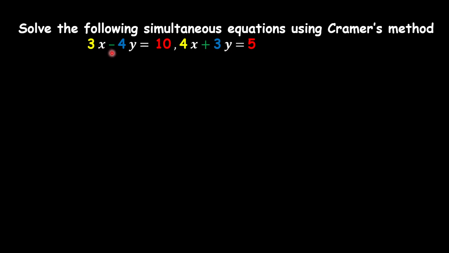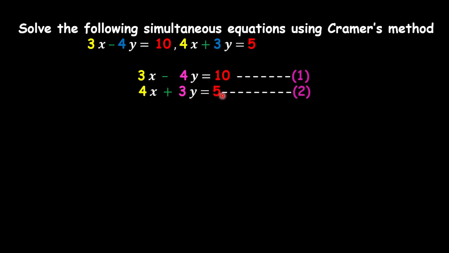Which is the first step? First we have to write both equation in general form. These equations are already in general form. Therefore we write 3x minus 4y is equal to 10. This is equation number 1. Write equation 2 below equation 1. 4x plus 3y is equal to 5. This is equation number 2.